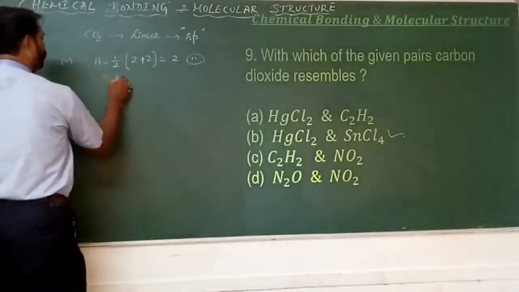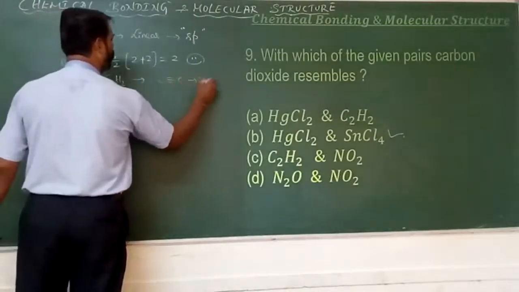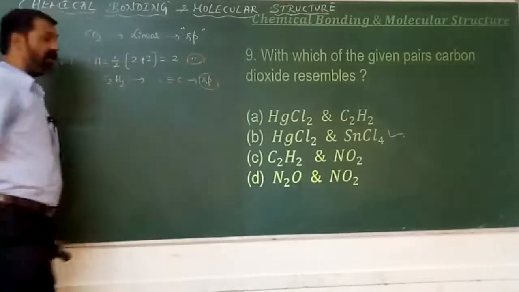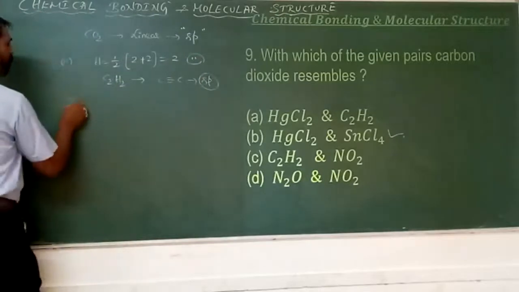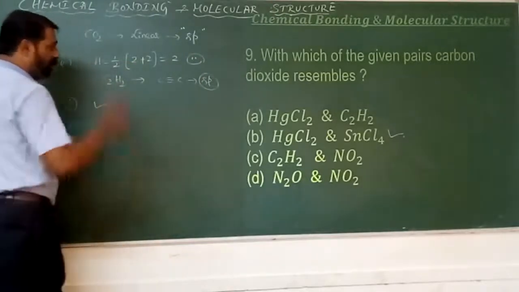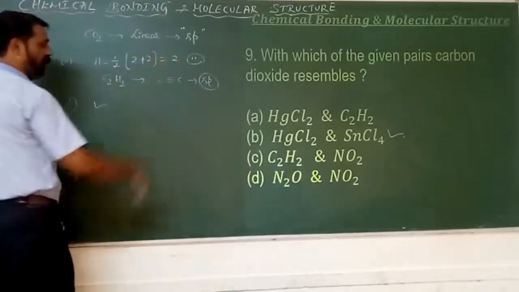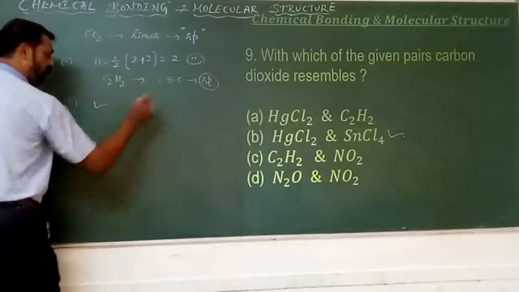C2H2, we know that it has a triple bond, so it always undergoes sp hybridization. So let us have that. The first case is correct about HgCl2, so they have a resemblance. These two both, HgCl2, will have the same hybridization.